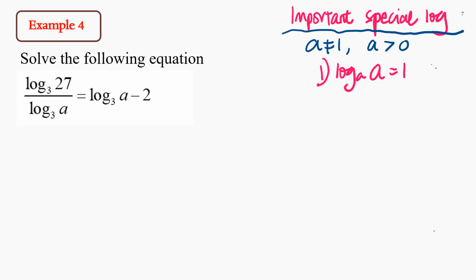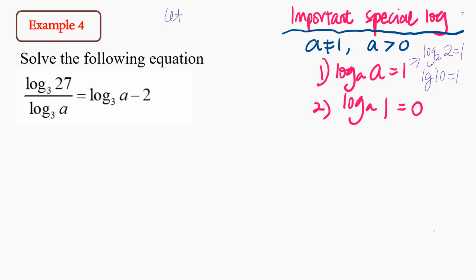All right, so what this means is that if you have log base 2 of 2, basically it just equals 1. Or if you have lg 10, because lg is log base 10, it just equals 1. It's quite easy to prove. How do you prove it?